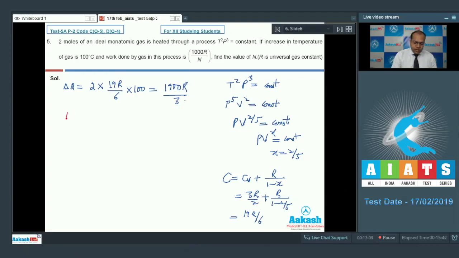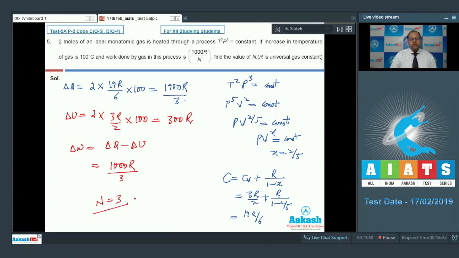If I calculate the change in internal energy delta U, that is equal to nCv dT. So 2 into 3R by 2 into dT is 100. So this comes out to be 300R. So I have to calculate the work done by the gas in the process. So from the first law of thermodynamics, delta W is equal to delta Q minus delta U. So if I solve this, it comes out to be 1000R by 3. So on comparison, the value of N comes out to be 3. So the correct answer for question number 5 is 3.